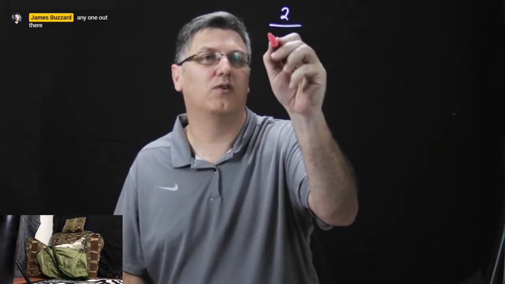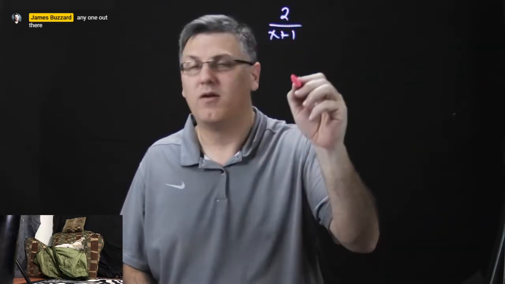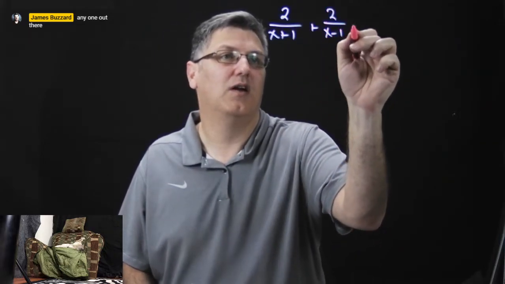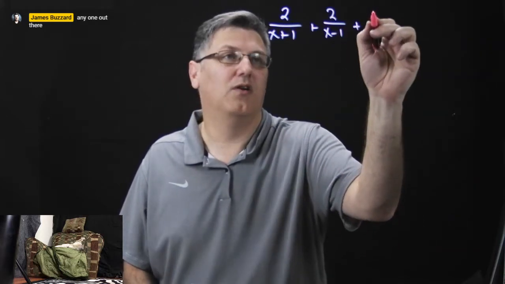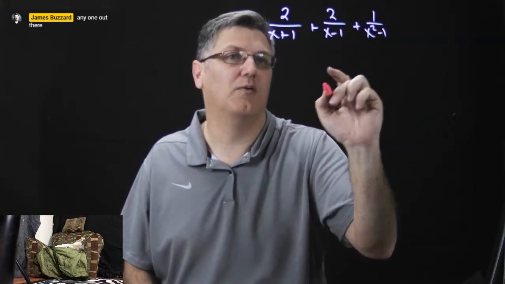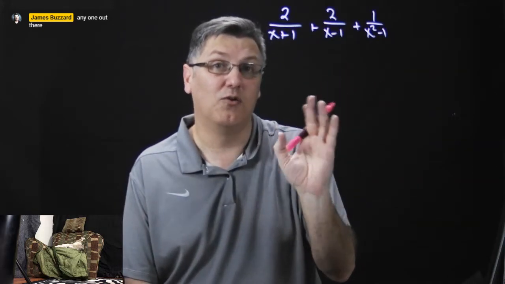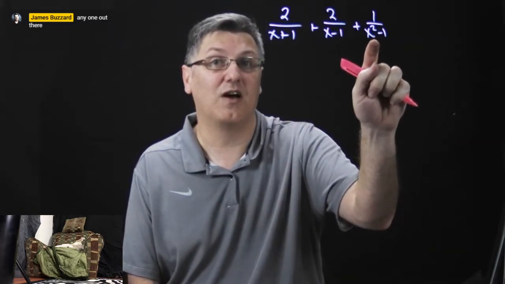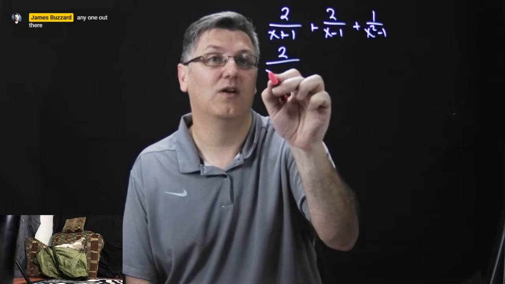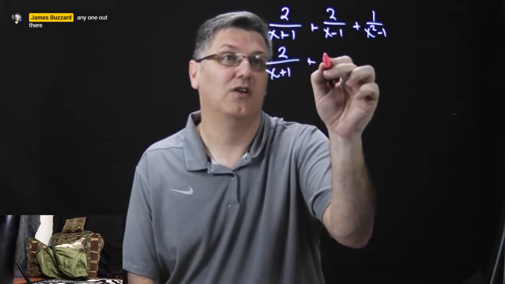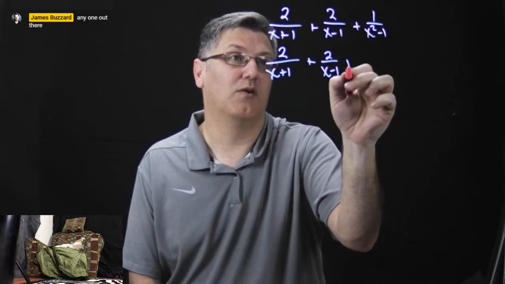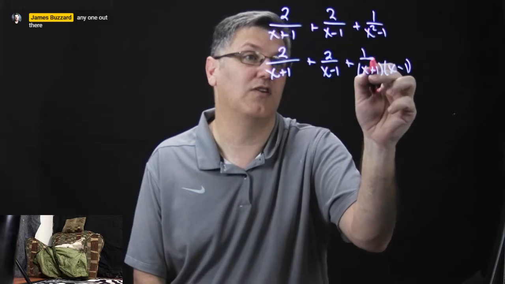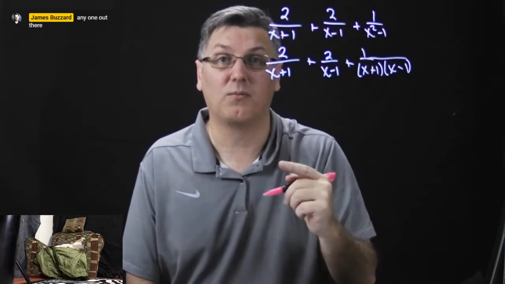I want to have 2 over x plus 1 plus 2 over x minus 1, and then plus 1 over x squared minus 1. All right, whenever you do anything with rational functions, your first instinct should be factor anything that factors. And I see that this last denominator factors, so I'm going to rewrite this as 2 over x plus 1 plus 2 over x minus 1 plus 1 over x plus 1, x minus 1, because it is a difference of squares, because 1 is a perfect square.